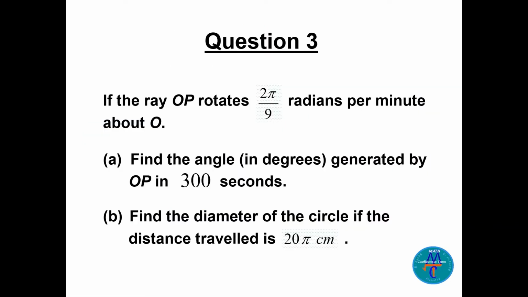Now, question number 3 says: if the ray OP rotates 2 pi over 9 radians per minute about O, find the angle in degrees generated by OP in 300 seconds. Part B: find the diameter of the circle if the distance traveled is 20 pi centimeters.